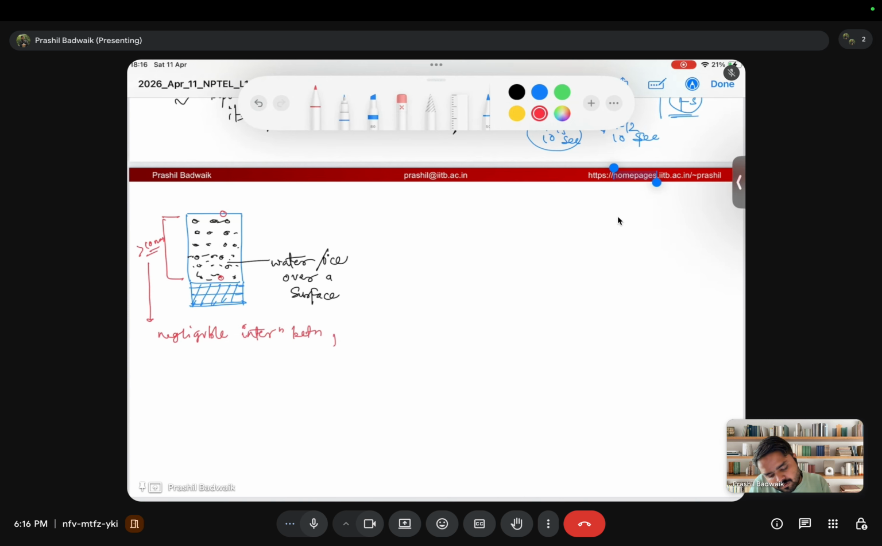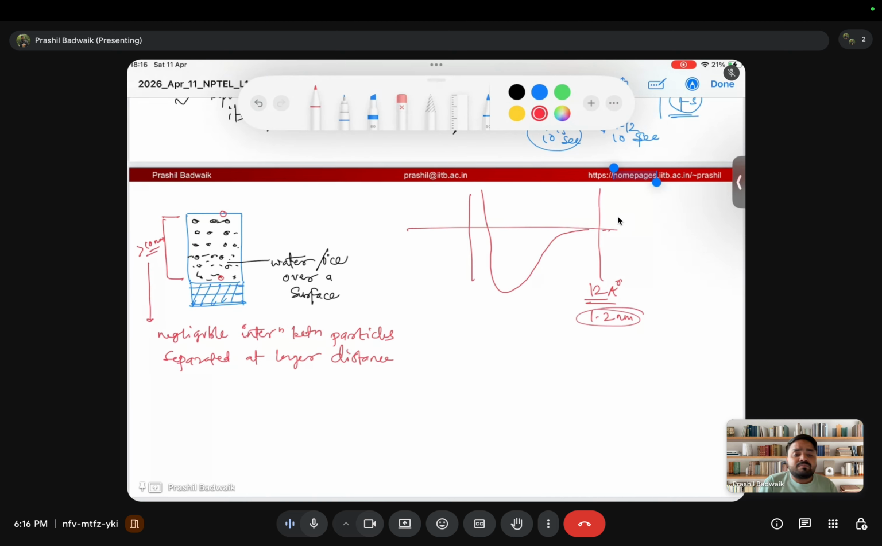Negligible interaction between particles or atoms separated at larger distance, right? So if the distance between them is very large, then the potential, right? This is how our interaction potential is, and you will find this is 12 angstrom, which equals 1.2 nanometer. So I'm telling you that when I am having an LJ interaction energy potential, or if you just combine, the total interaction energy is equal to bonded interaction energies plus non-bonded interaction energies that we have studied, right?